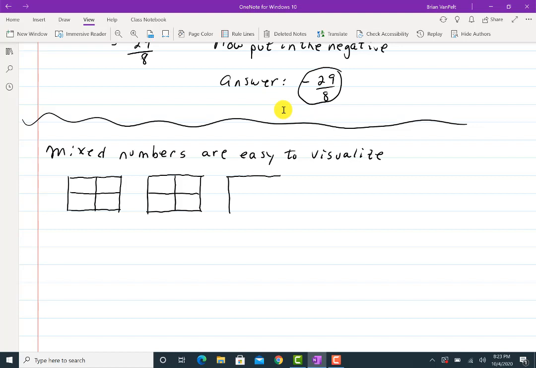And forgive my writing, but they're all supposed to be of the exact same size, and all these little squares are supposed to be the exact same size. So I'm going to shade in 2 squares completely, but then this one I'm going to just use some of it. So all in all, you could use this to represent 2 whole pieces and then 3/4 of a whole piece. So that's one way you can visualize them.